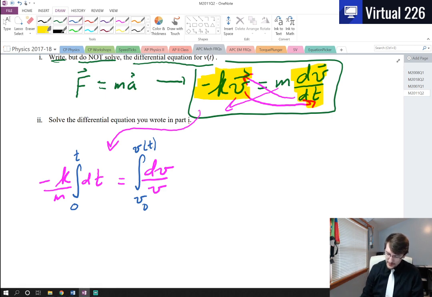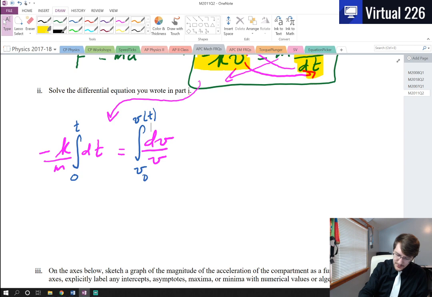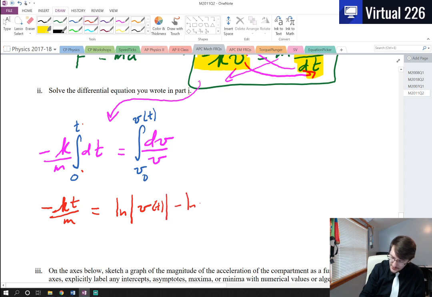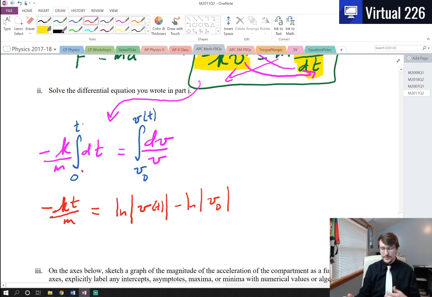Looking at this and working this around, the integral of dt is just t, and then bound from t to 0 just gives me a t. So I've got negative kt over m, and this is going to equal dv over v, which is a natural log. So what we can say is that this is the natural log of the quantity v of t, and then minus the natural log of v of d, from the upper minus the lower bounds.